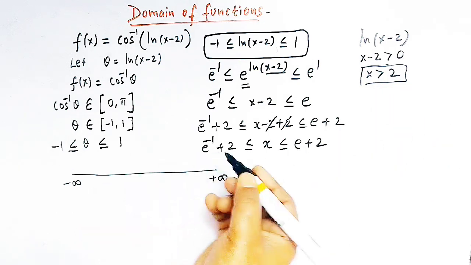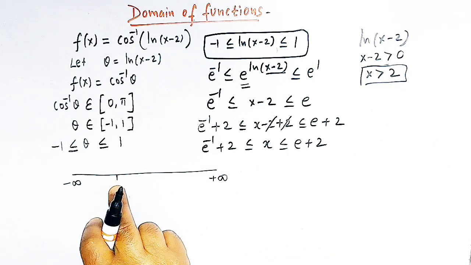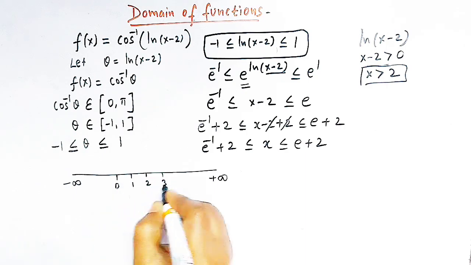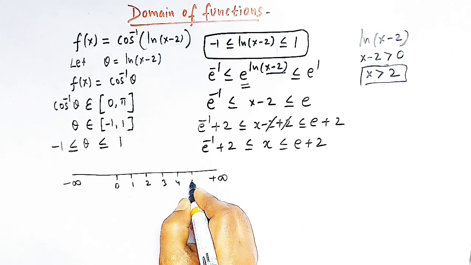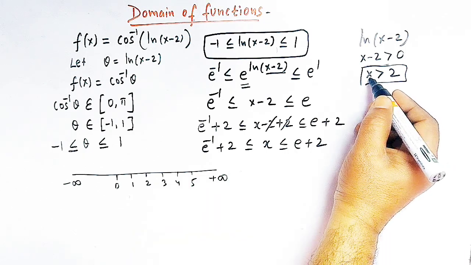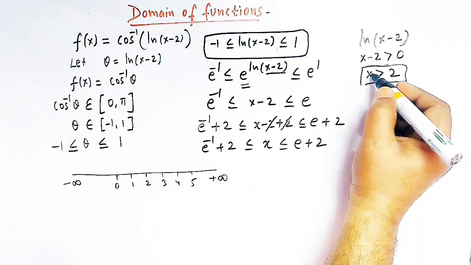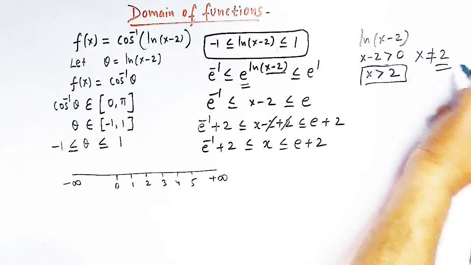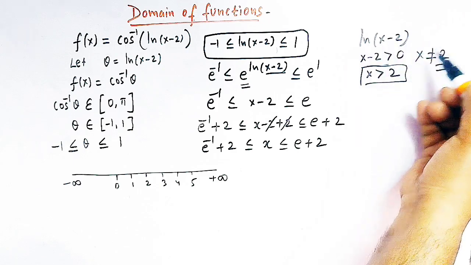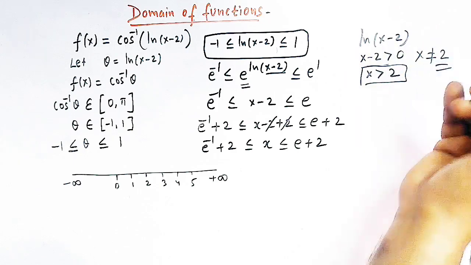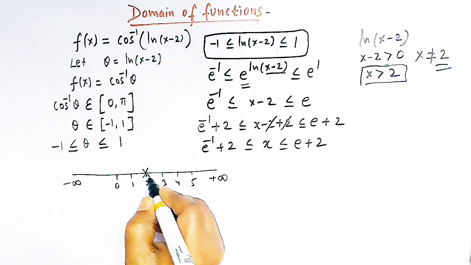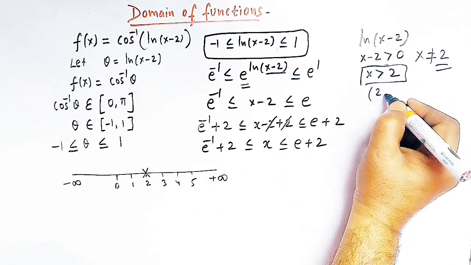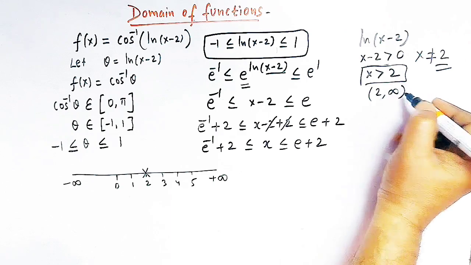So here for simplicity, let us represent the numbers like this, that is 0, 1, 2, 3, 4 and 5, right? And here x is greater than 2, and it is important to note that x is not equal to 2. So log of x minus 2 is not defined for x equal to 2. So we have to first discard x equal to 2. So x greater than 2 implies that we have the interval 2 to infinity.